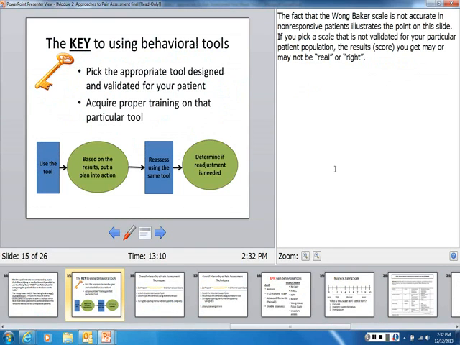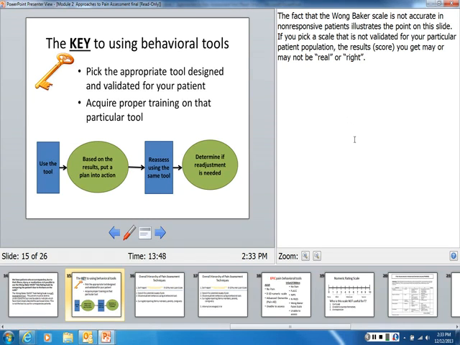Okay, so the key to using behavioral tools, and this is an important point, is that you have to pick the appropriate tool designed and validated for your patients. The fact that the Wong-Baker scale is not accurate in non-responsive patients illustrates this point on the slide. If you pick a scale that's not validated for your particular patient, the score that you get using the tool may not be real or right, and it may not be appropriate, and it really doesn't tell you a lot of information.